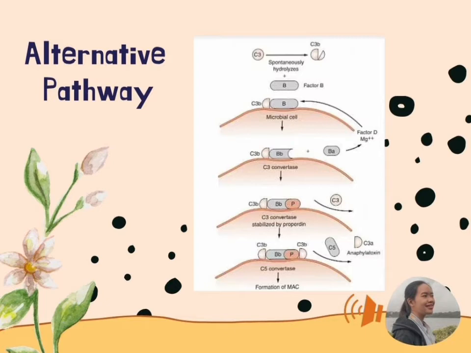So to summarize the alternative pathway, C3 is hydrolyzed by water to produce C3b, sometimes called iC3. This molecule can bind factor B, and when factor B is bound to C3b, B is cleaved to form C3bBb, an enzyme with C3 convertase activity. More C3 is cleaved to form more C3bBb. This enzyme is stabilized by properdin, and it continues to cleave additional C3.